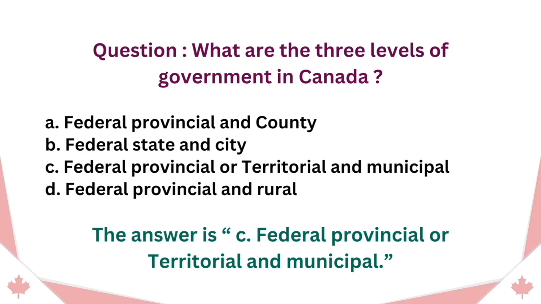Question. What are the three levels of government in Canada? A. Federal, provincial and county. B. Federal, state and city. C. Federal, provincial or territorial and municipal. D. Federal, provincial and rural. The answer is C. Federal, provincial or territorial and municipal.